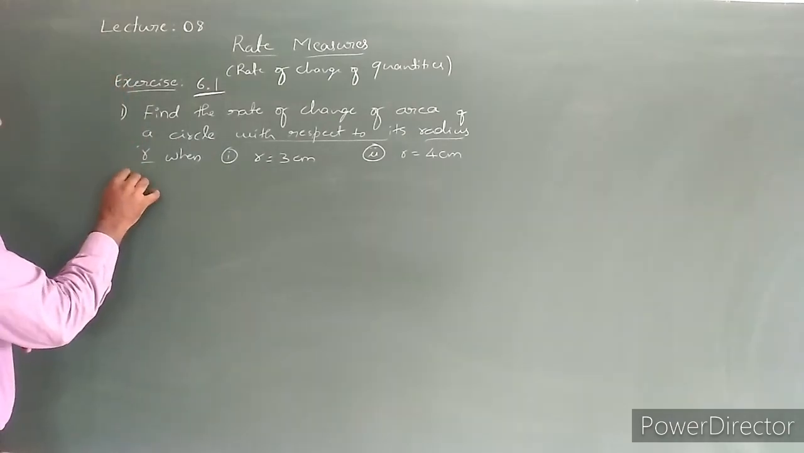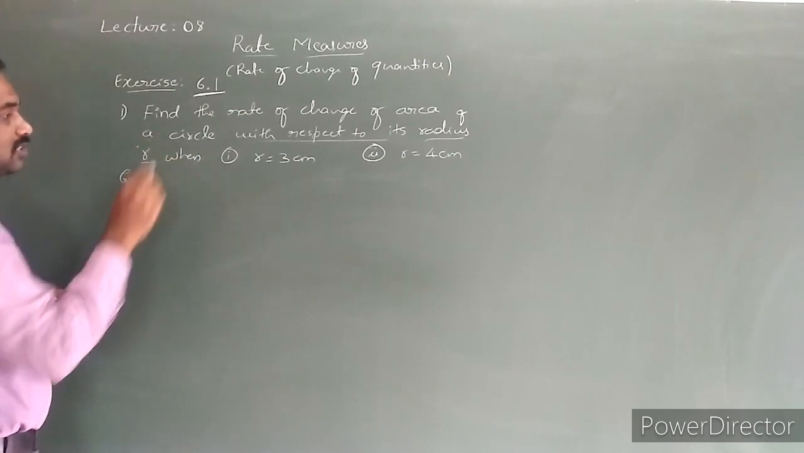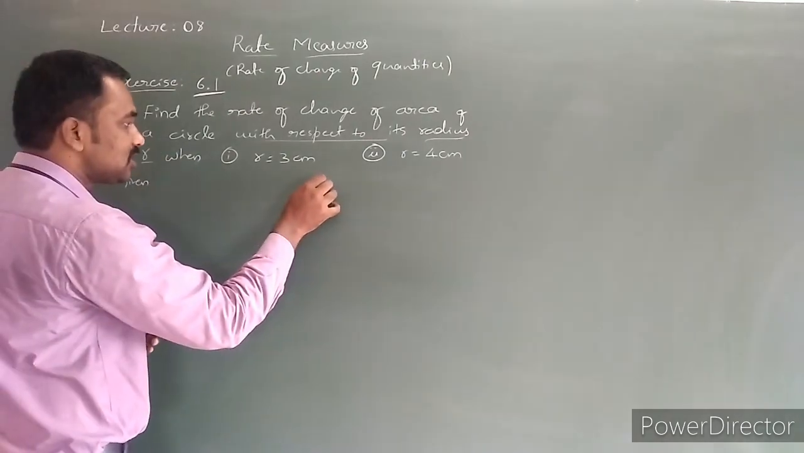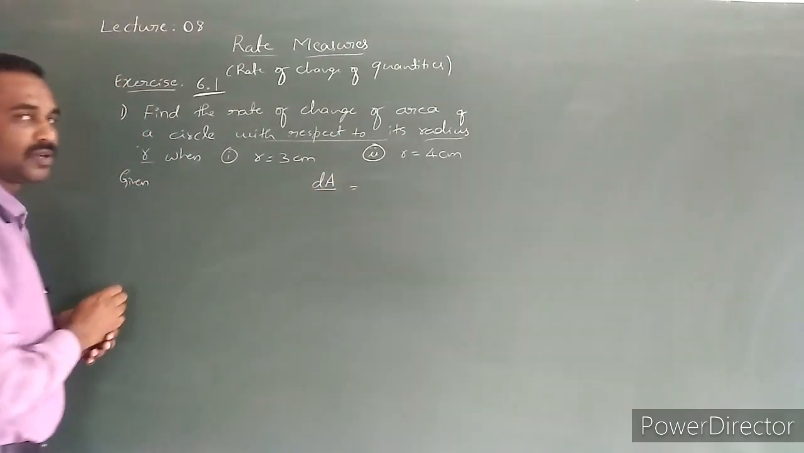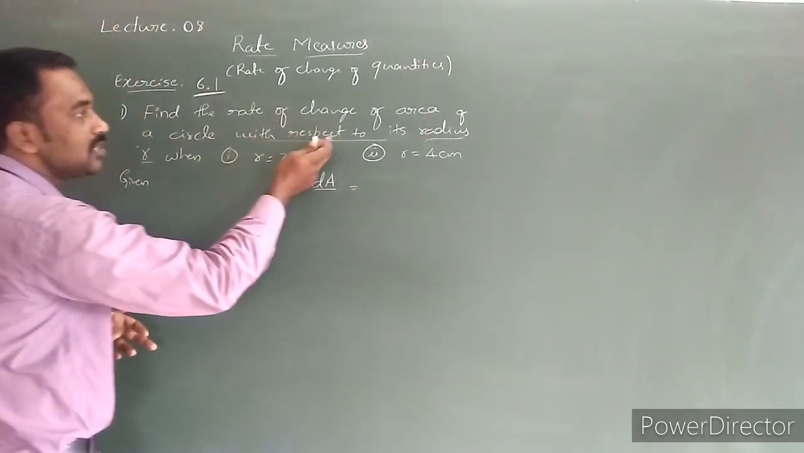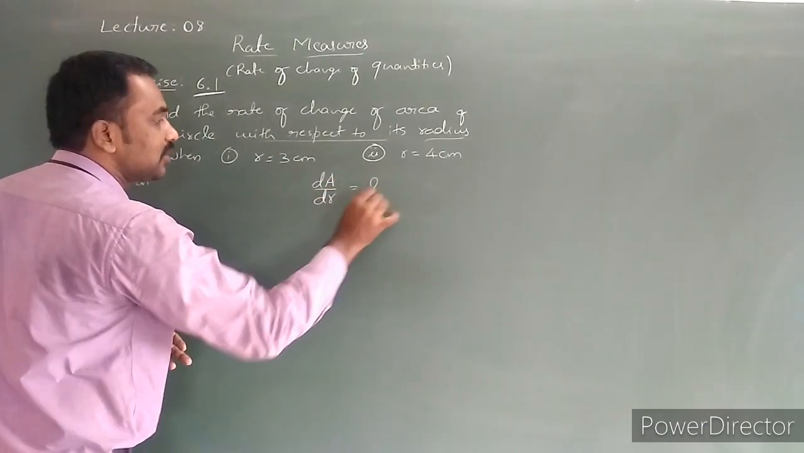First of all, write the given data. What is that? Find the rate of change of area of the circle, with respect to what? With respect to its radius. That is the dA by dr value we need to find.